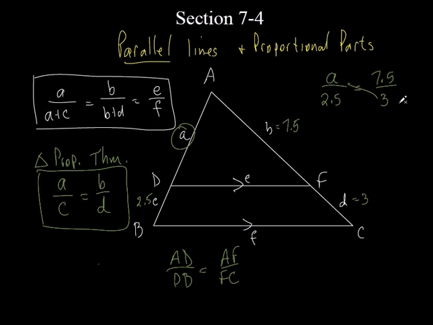Okay, so if I cross multiply right here, that's 3a equals what? 18.75. Is that what that is? It's supposed to be a 1 right there. All right, divide by 3. Did you do that? 18.75 divided by 3 is 6.25. All right, cool. And there you go.